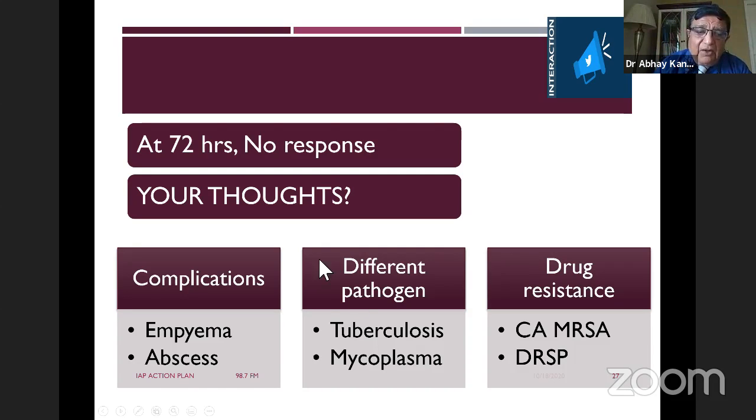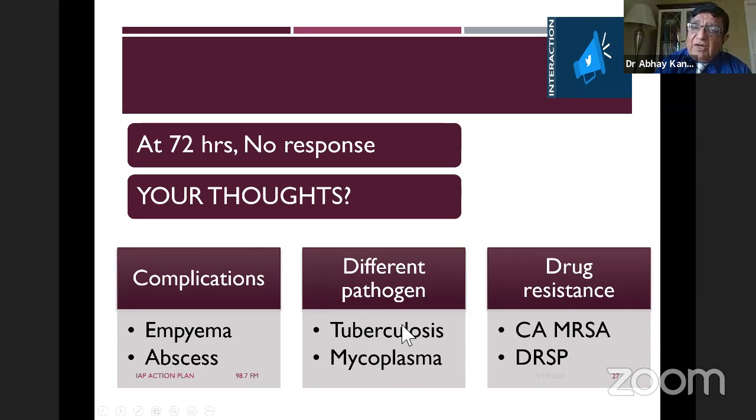Second, the antibiotic or drug that you have chosen may not be apt for the underlying organism. It may be a different pathogen that you may not have thought of, so you may be dealing with a case of tuberculosis or mycoplasma. Third, there may be an issue of drug resistance, like community acquired MRSA, which is rising, in nearly 20-30% of cases. And now we have drug resistant Streptococcus pneumoniae in the Western world as well. Out of these, the common situations in our day-to-day practice would be empyema, tuberculosis, and CA-MRSA. Less commonly, we can have abscess and mycoplasma.